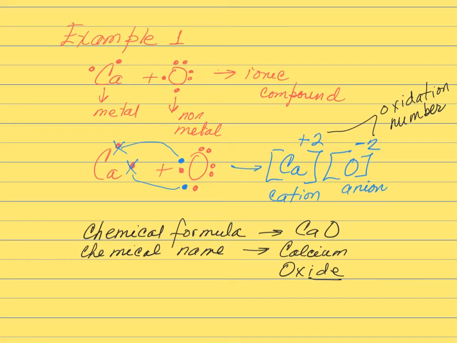How are you going to write the chemical formula? Since you have a positive 2 and a negative 2, they cancel, and the chemical formula for this compound is CaO. How are you going to name an ionic compound? The cation, which is calcium, doesn't change the name. So cation, calcium. The anion or negative ion, you need to drop the ending of the element name and add IDE. So the name of this ionic compound is calcium oxide.